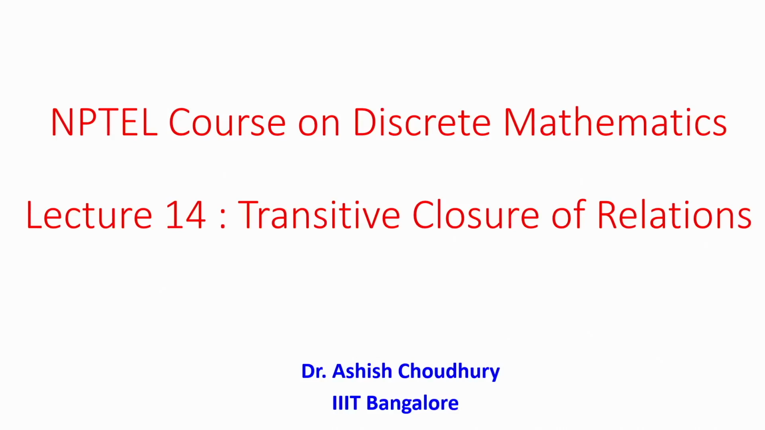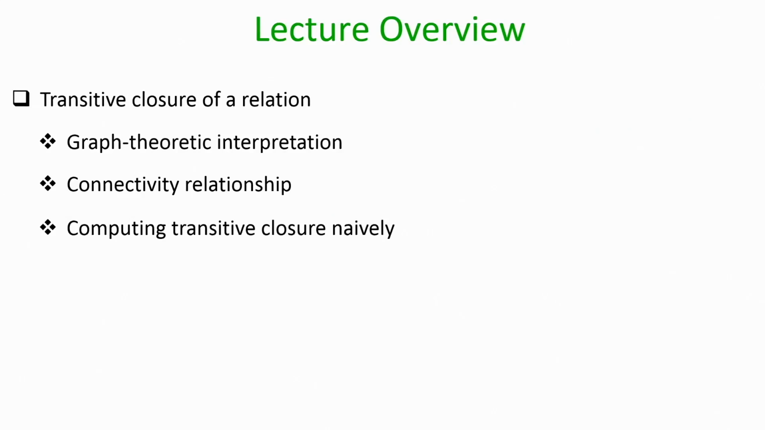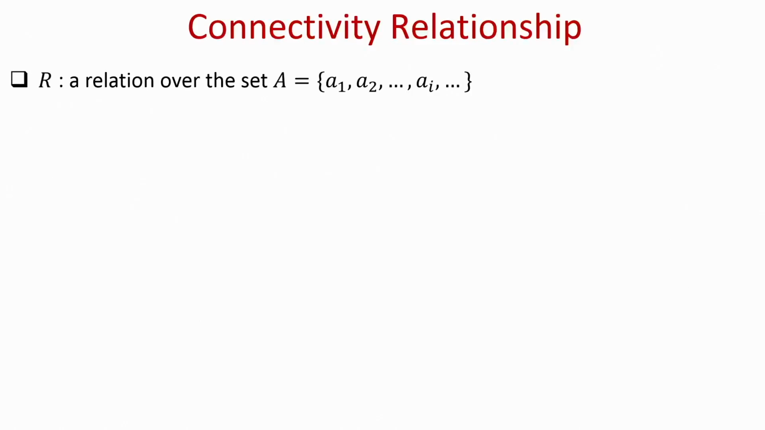In this lecture we will continue our discussion regarding how to construct a transitive closure of relations, and for that we will see some graph theoretic interpretation of transitive closures. We will discuss what we call the connectivity relationship in the graph of a relation, and then we will see a naive algorithm for computing the transitive closure. So, let me start by introducing the connectivity relation.